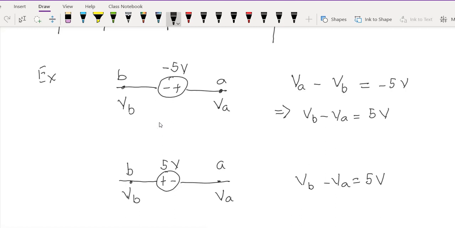In the same voltage source, if you measure from here to here, you will get 5 volts. But if you measure from here to here, you'll get minus 5 volts, right? So the plus minus inside the circle are just telling you how the number attached to that symbol is being measured.